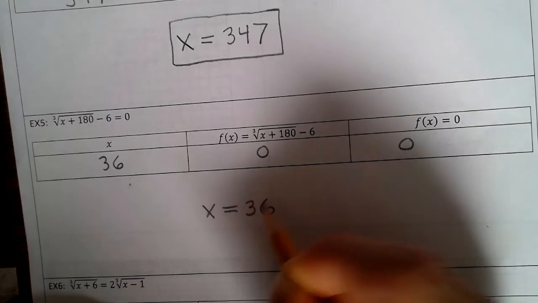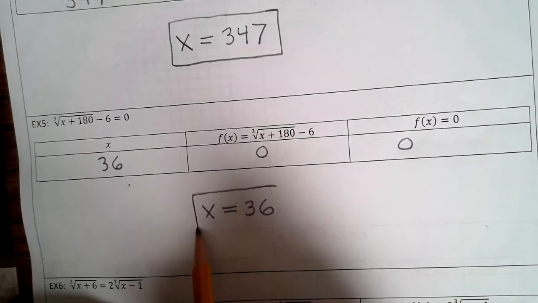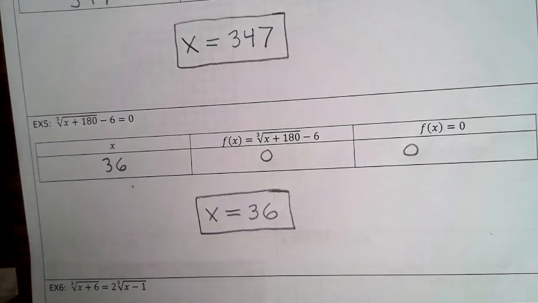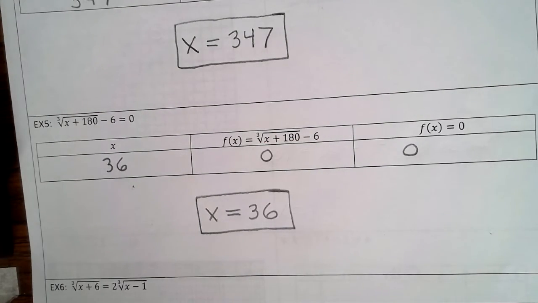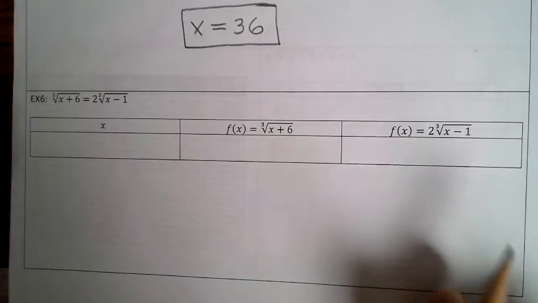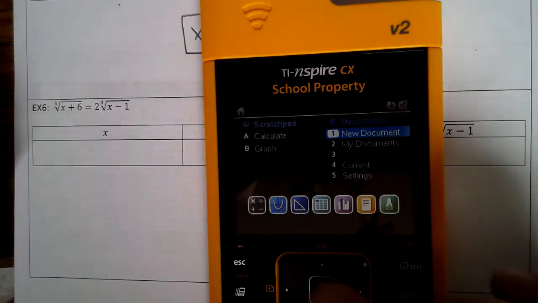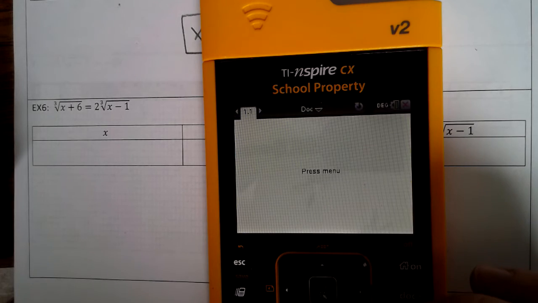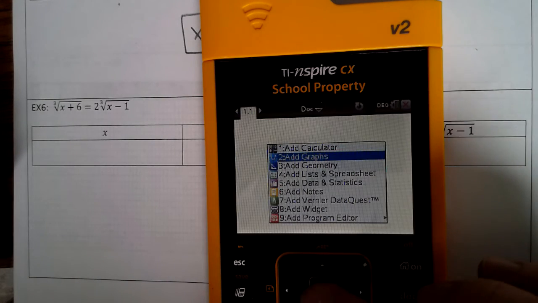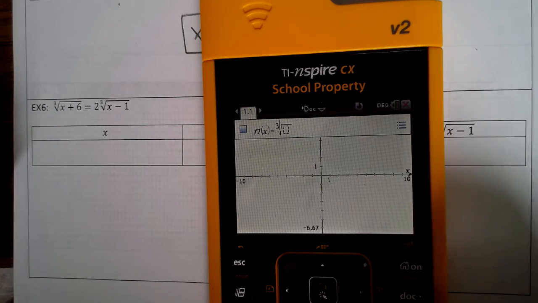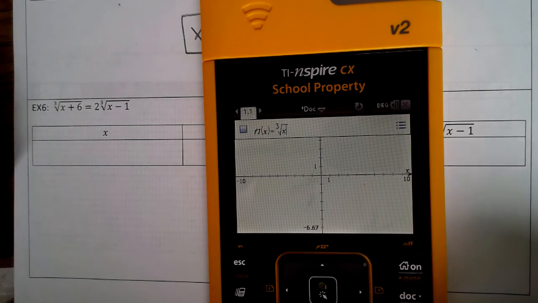All right, let's take a look at example 6. So again, we're going to grab the left side and right side. So on new document, no, add graph. So the left side is Control up key, cube root of x plus 6, enter, tab 2, Control cube root of x minus 1, enter.